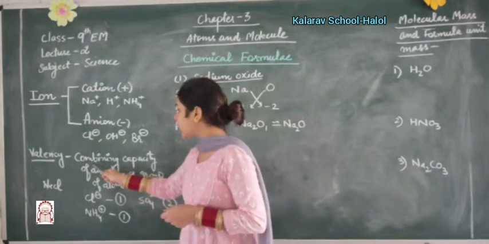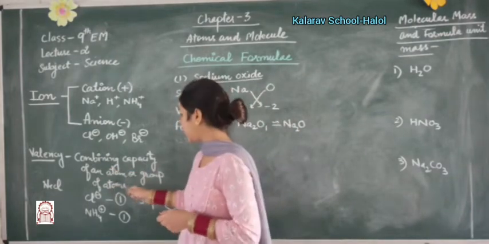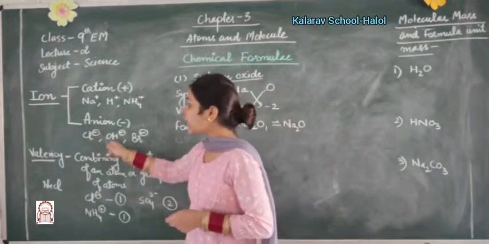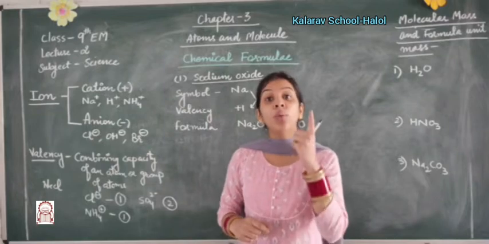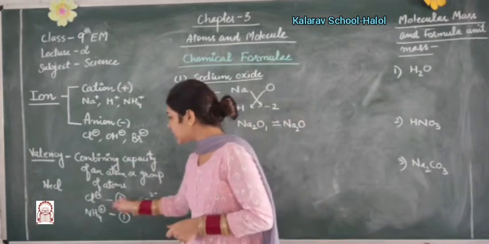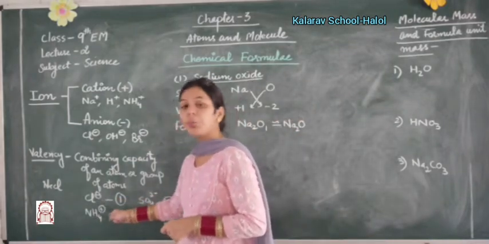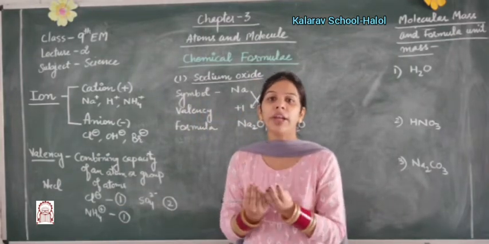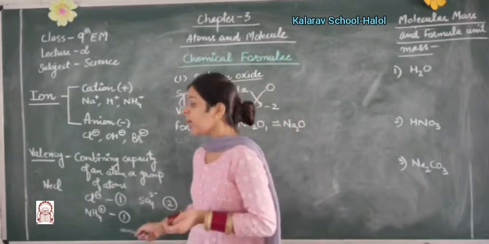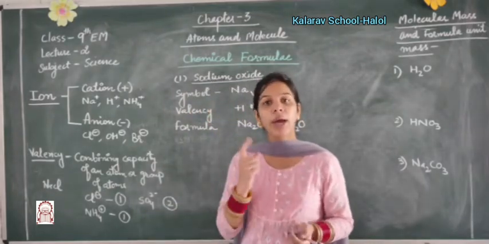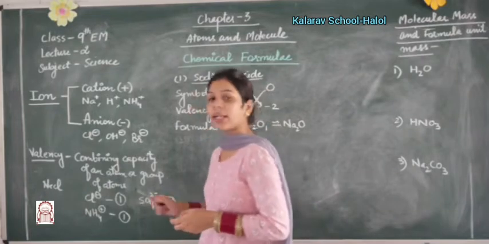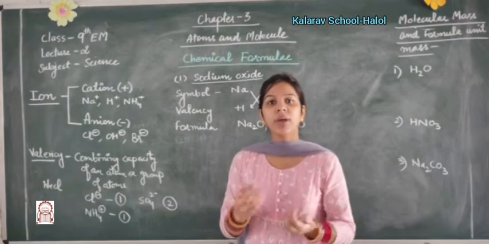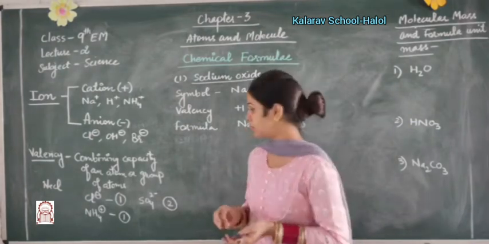Valency is the combining capacity of an atom or group of atoms. What does it mean? Cl- can combine with only one atom. That's why its valency is 1. NH4+, that is the ammonium ion, is a group of atoms, so its valency is 1. It can combine with only one atom. SO4 2- contains 2 valency, so that's why it combines with 2 atoms.